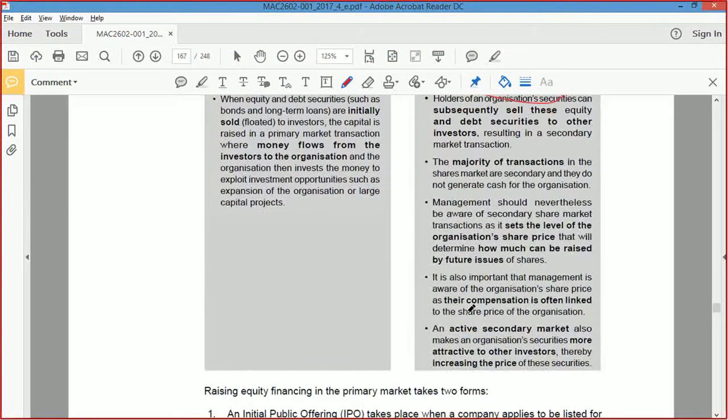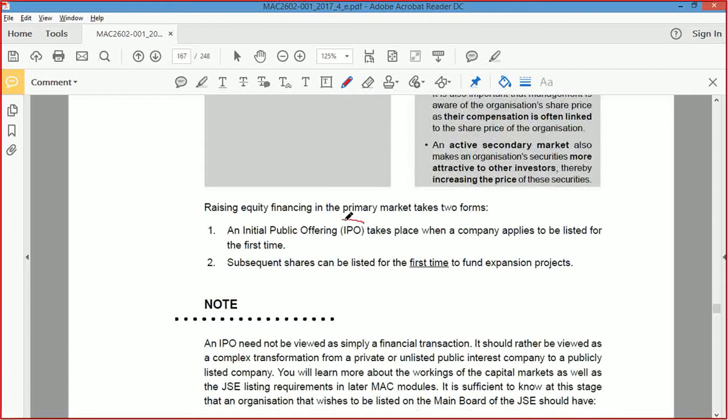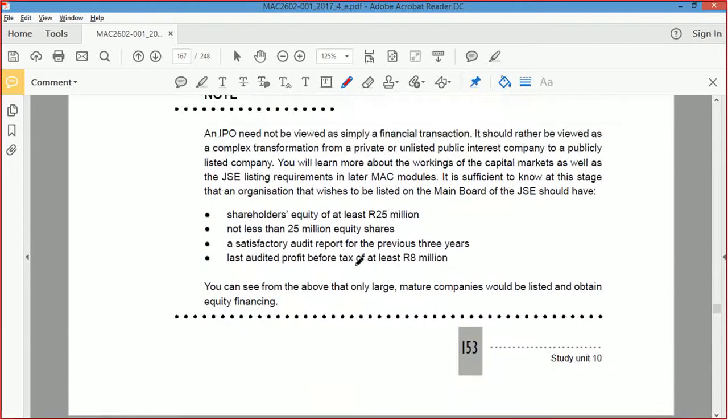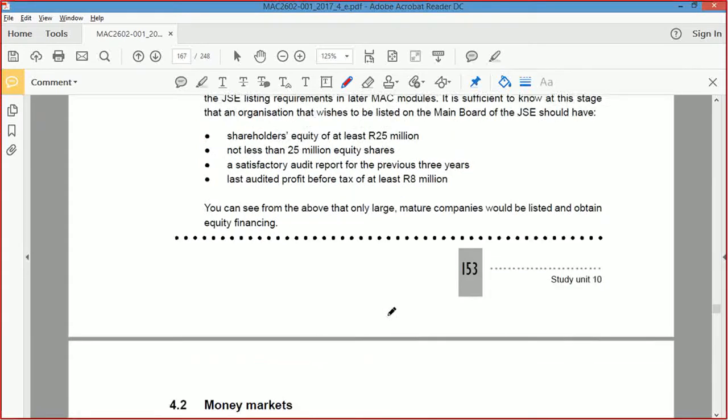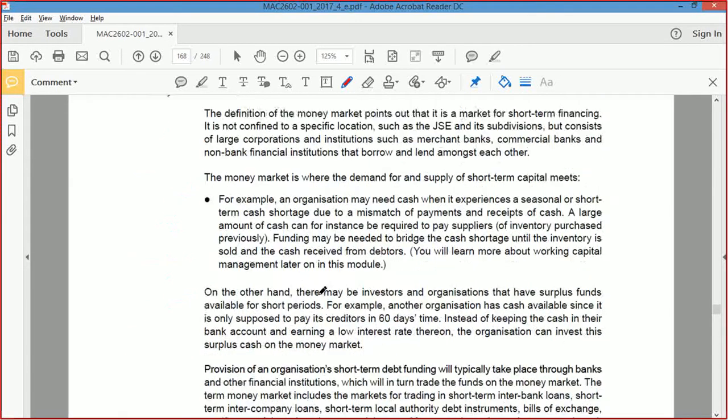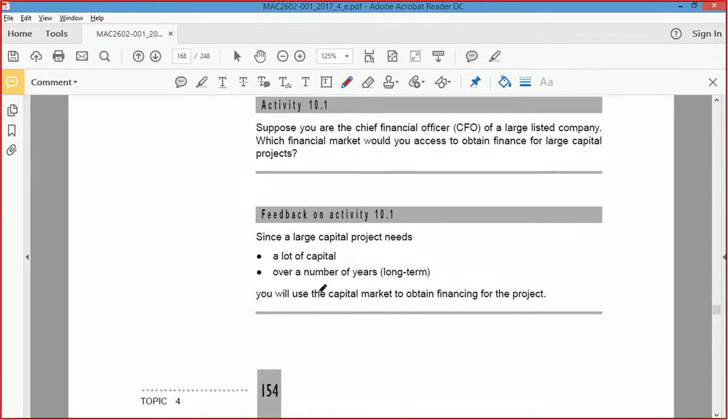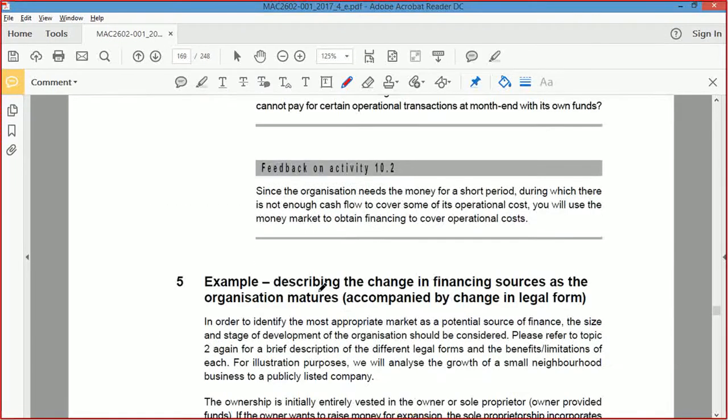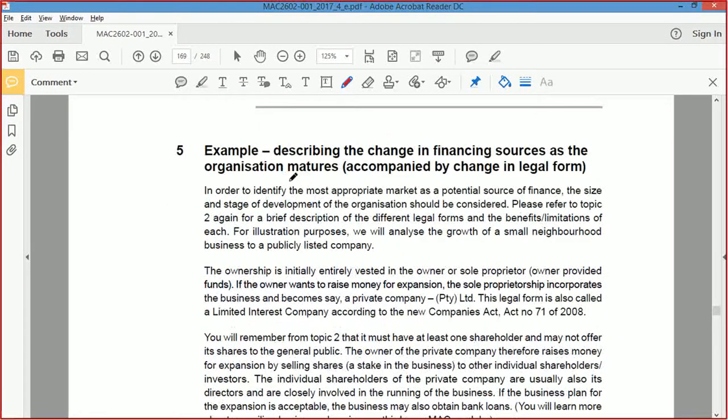Alright, so that's just a note there about the transactions, and then they spoke about IPO. There's the definition of IPO, and then a note about an example of the JSE. Then the money market, which we spoke about. And then I think that's it. Then they gave you an example where they spoke about the change in financing sources as the organization matures.